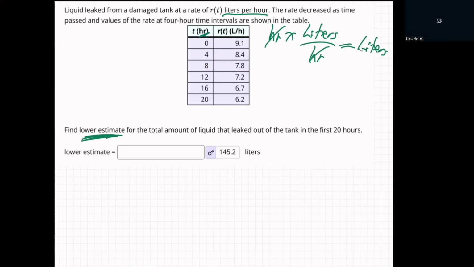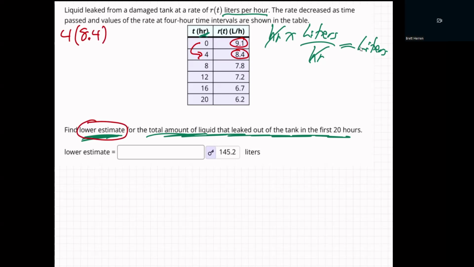And they say find a lower estimate for the total amount of liquid that leaked out during the first 20 hours. So from 0 to 4, during those first 4 hours, the leak rate at the start of that time was 9.1, but by the end it slowed down to 8.4. So what we're going to do is take 4 times just the 8.4. Why? Because they want a lower estimate. It started leaking at 9.1, but we don't know how long. It might have gradually got down to 8.4. It probably did, but just to give a lower or underestimate, we're going to assume it was just 8.4 during that whole 4 hours.